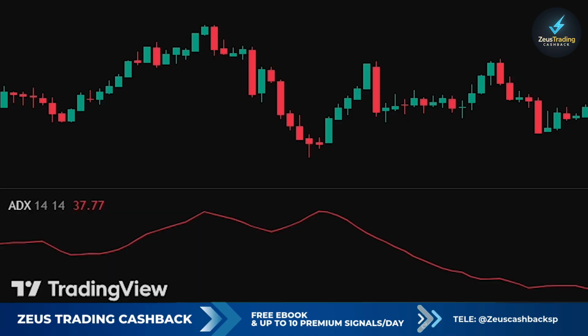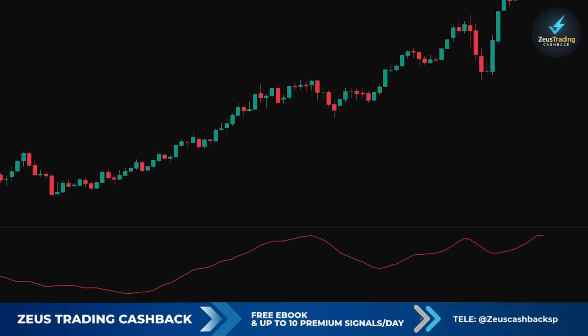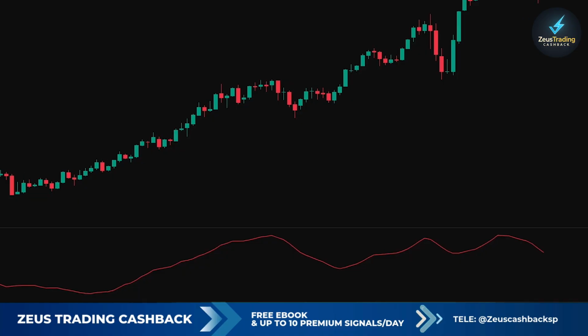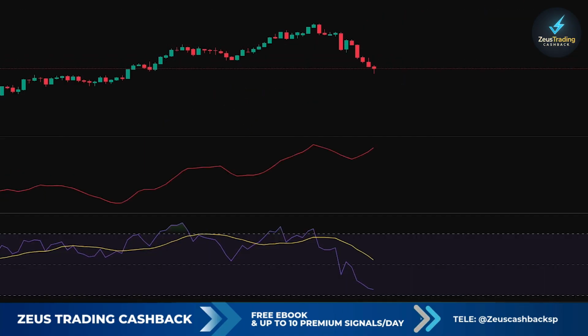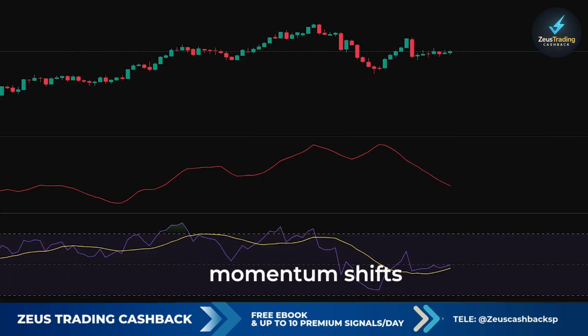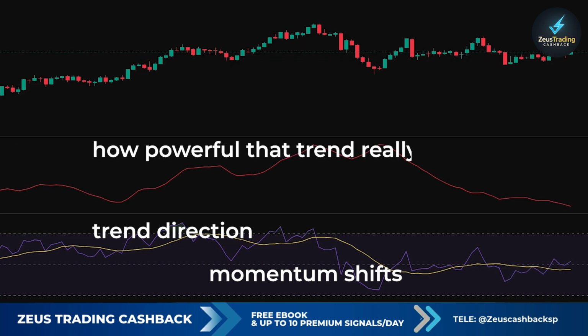Then there's ADX, the average directional index, the compass of trend strength. It doesn't tell you which way the market is moving, but it tells you how strong that move is. When you combine these three, you get a complete picture. RSI reveals momentum shifts, EMA defines the trend direction, and ADX confirms how powerful that trend really is.